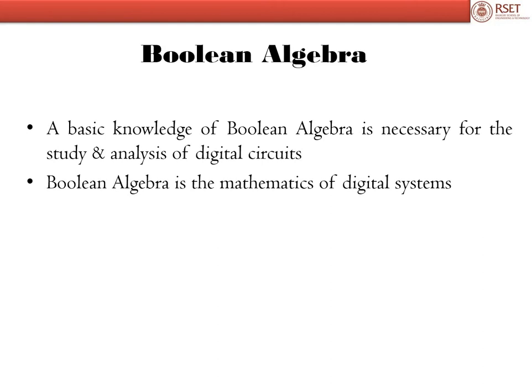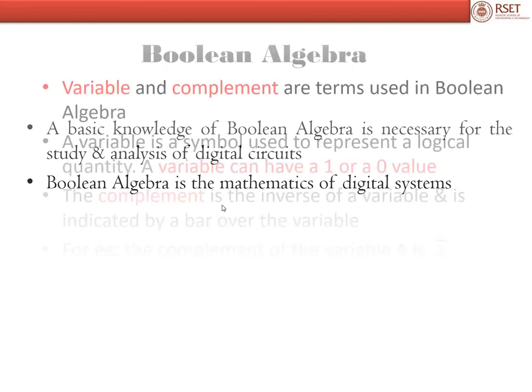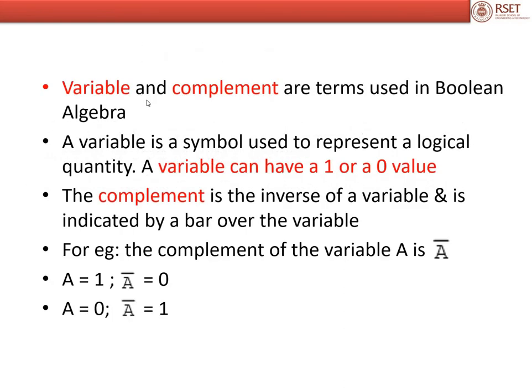So, in order to study and analyze digital circuits, a basic knowledge of Boolean algebra is necessary. Boolean algebra is the mathematics of digital systems. The two terms used in Boolean algebra are variable and complement. A variable is a symbol which is used to represent a logical quantity. The variable can have a value of 1 or 0.